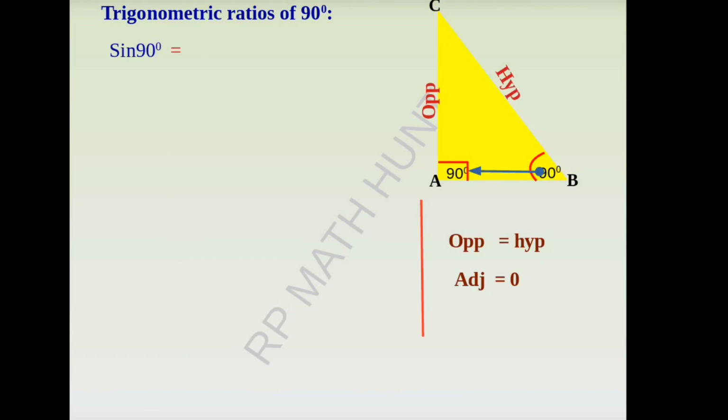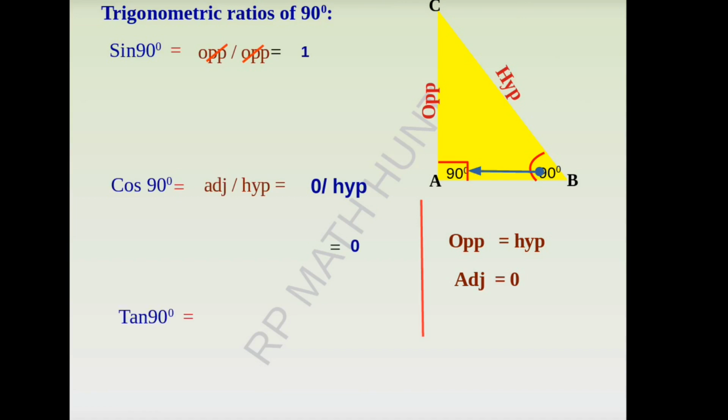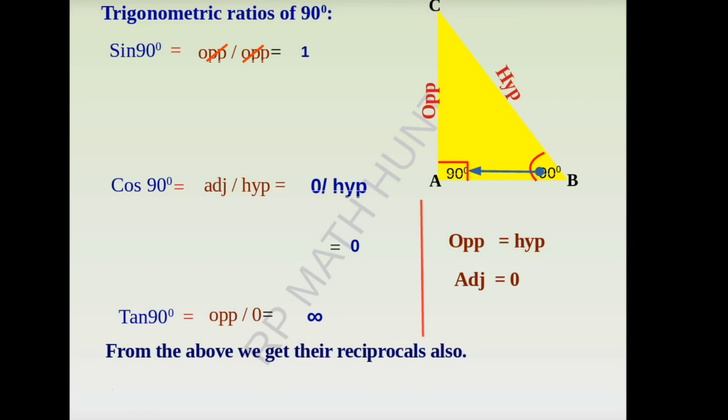Sin 90 is equal to opposite by opposite, which is 1. Cos 90 is equal to adjacent by hypotenuse, which is 0 by hypotenuse, which is 0. Tan 90 is equal to opposite by adjacent, that is 1 by 0. It is infinity. Anything by 0 is infinity. Hence, from the above we get the reciprocals of the other trigonometric ratios. Cosec 90 is equal to 1. Sec 90 is the reciprocal of cos 90, which is infinity. Cot 90 is the reciprocal of tan 90, which is 0.